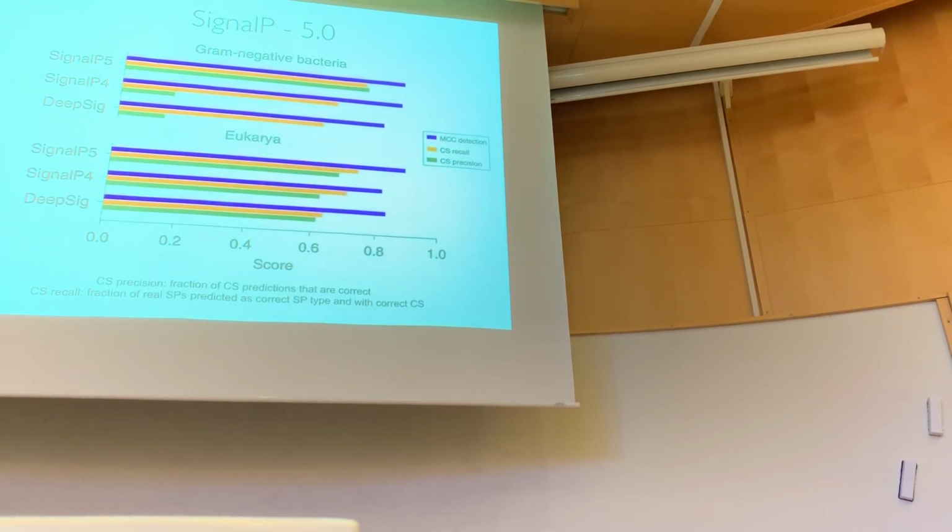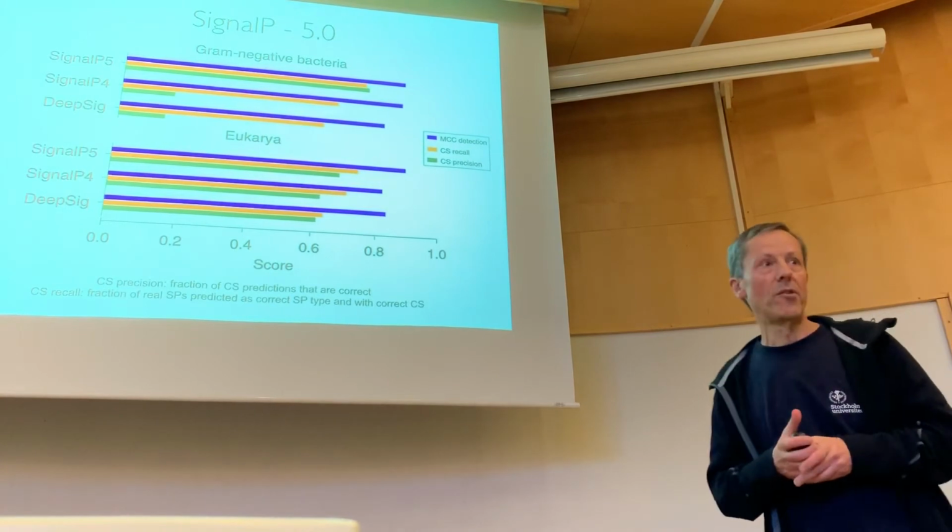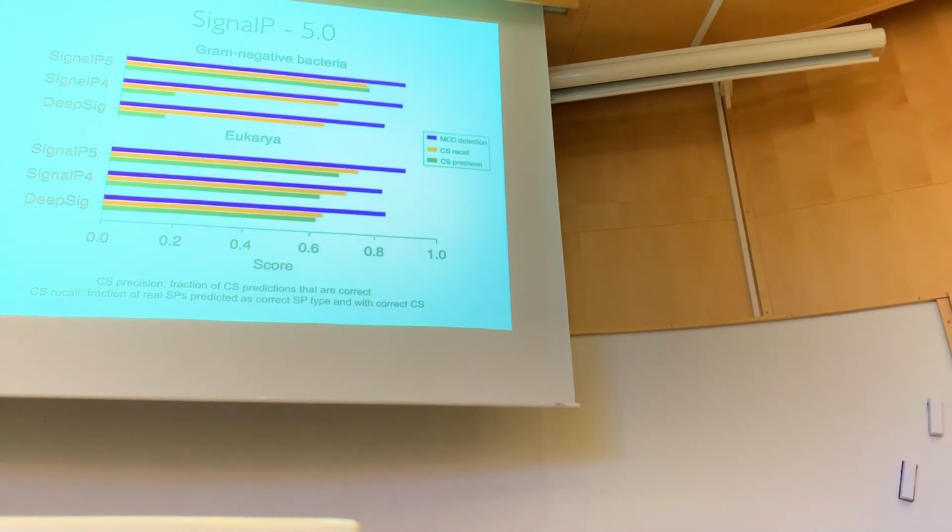And you see SignalP 5, SignalP 4, and another predictor called DeepSig. You see there are slight improvements in SignalP 5 compared to the older ones. In terms of Matthews correlation, it's not huge. In bacteria, it's almost the same, slightly better in eukaryotes. But it's doing a bit better, especially on the precision measure, but also on the recall. So with every iteration of the SignalP predictors, they become a little bit better and, in this case, predict a few more types of signal peptides as well.